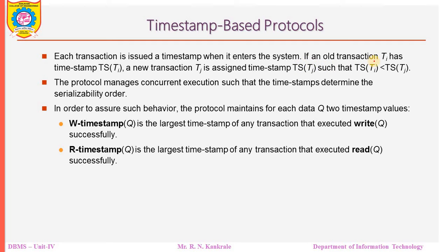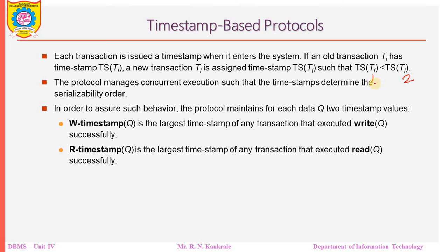If an old transaction Ti has a timestamp TS(Ti) and a new transaction Tj is assigned timestamp TS(Tj), such that TS(Ti) is less than TS(Tj). Suppose the timestamp of Ti is 1 and the timestamp of Tj is 2. It means Ti has arrived first, before Tj, into the system. Ti is called older while Tj is called younger, or we may say that Ti is senior and Tj is junior in the system.